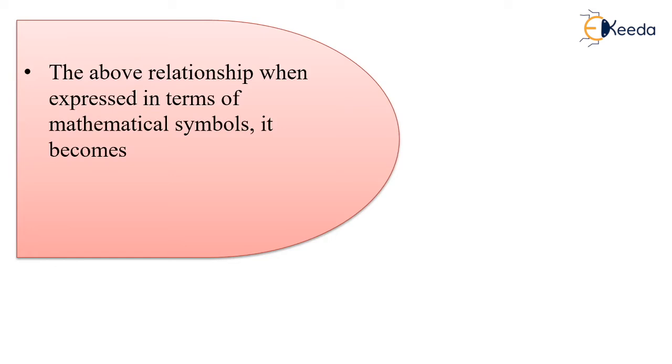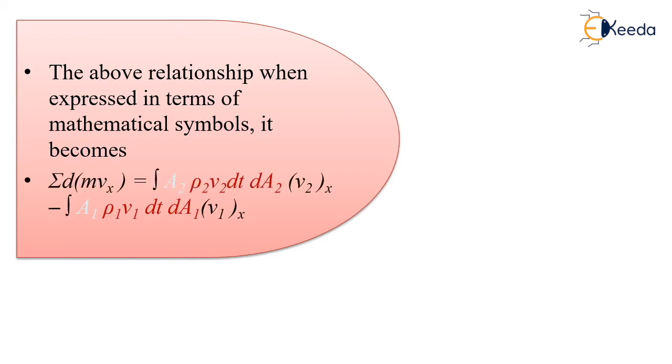This relationship, when expressed in mathematical symbols, becomes: summation of d(m Vx) is equal to, where A2 and A1 are represented in white color, just for information, these terms are for area 2 and these terms are for area 1, therefore A2 and A1 are not included in the formula, the integral of rho 2 V2 dt dA2 V2x minus the integral of rho 1 V1 dt dA1 V1x.